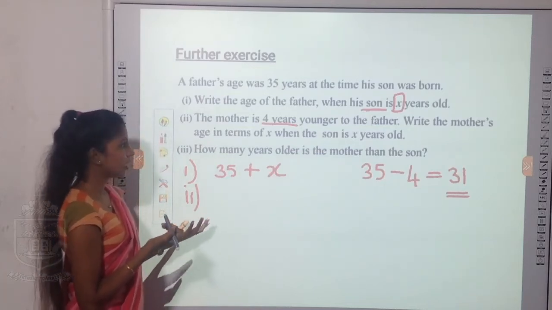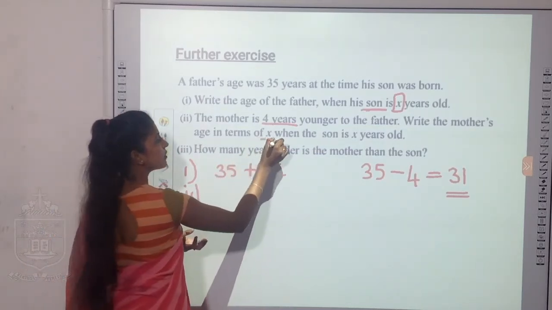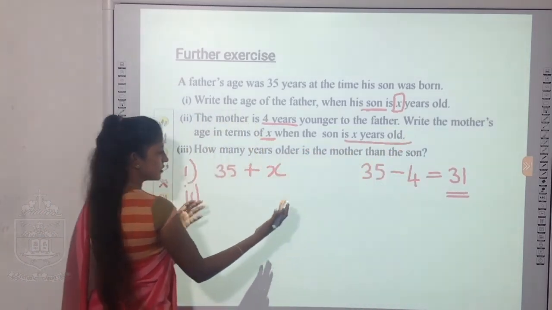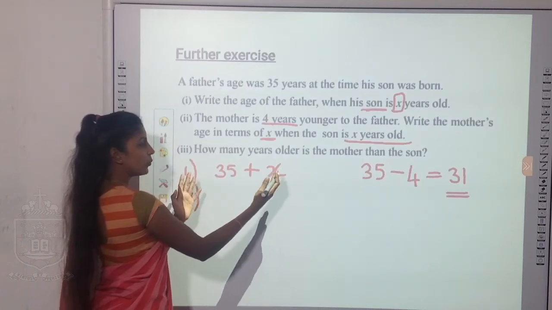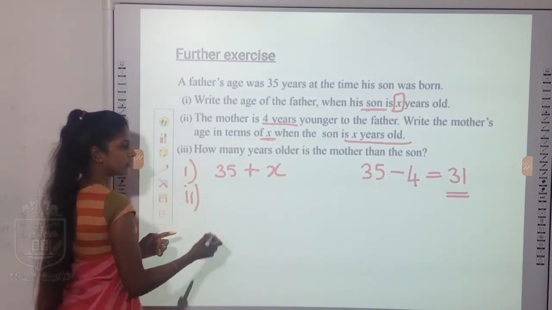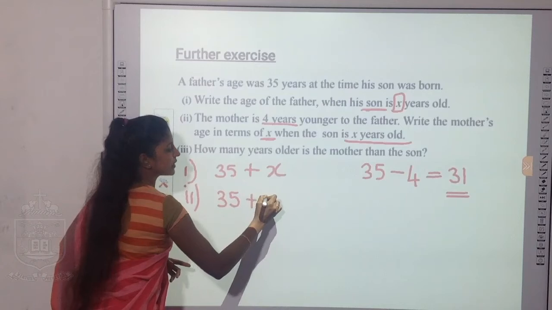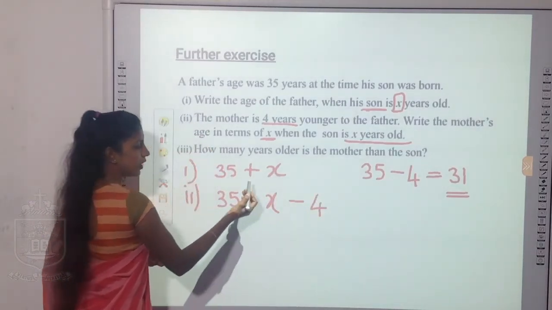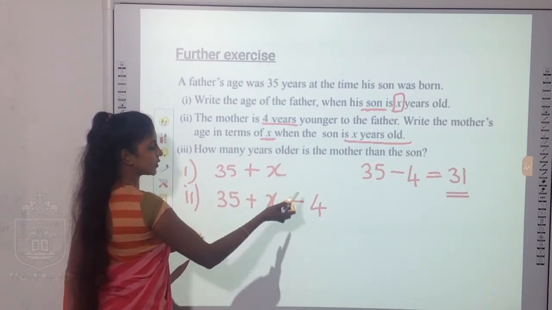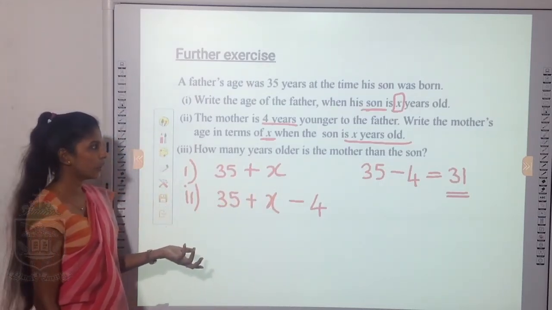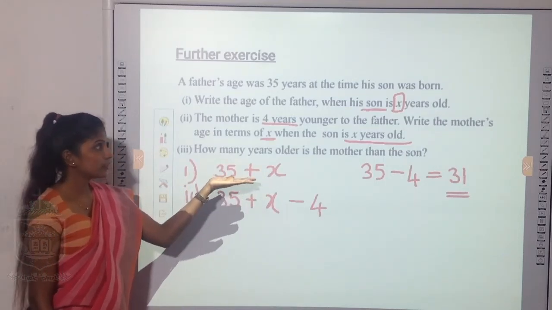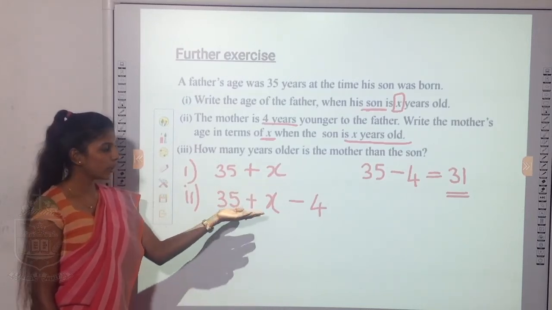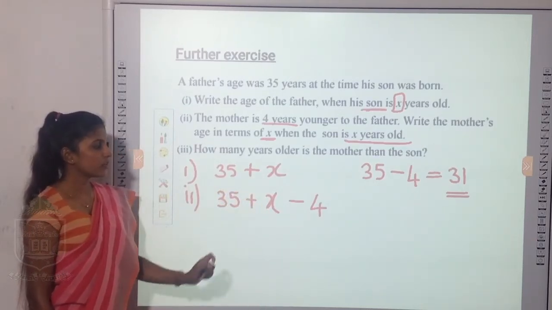But that's not what they have asked here. You have to express in terms of X. That means what you have to do when son is X years old. So this is the age of father when son is X years old. So from this expression you have to subtract 4. So now the expression is in terms of X. This is the age of father when son was born, and then this was the mother's age when son was having the age of X.